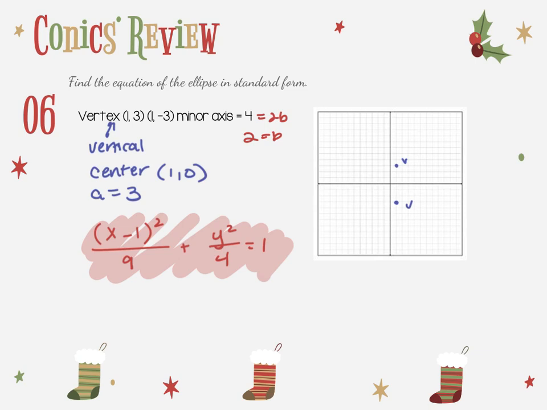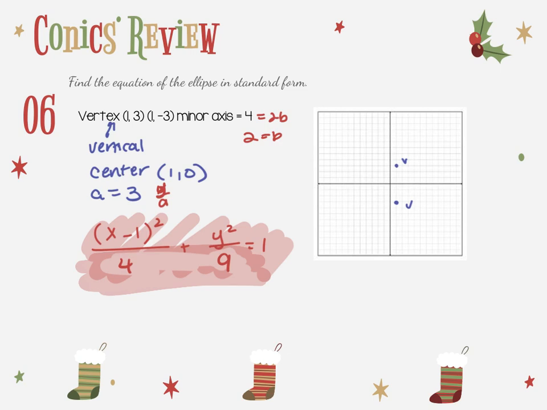If it's vertical, why is it not...? Because that's wrong. I'm so glad you caught that. This should be switched. Okay, it's vertical, which means the a should come under the y. So if the a is 3, this should be 4 and this should be 9.